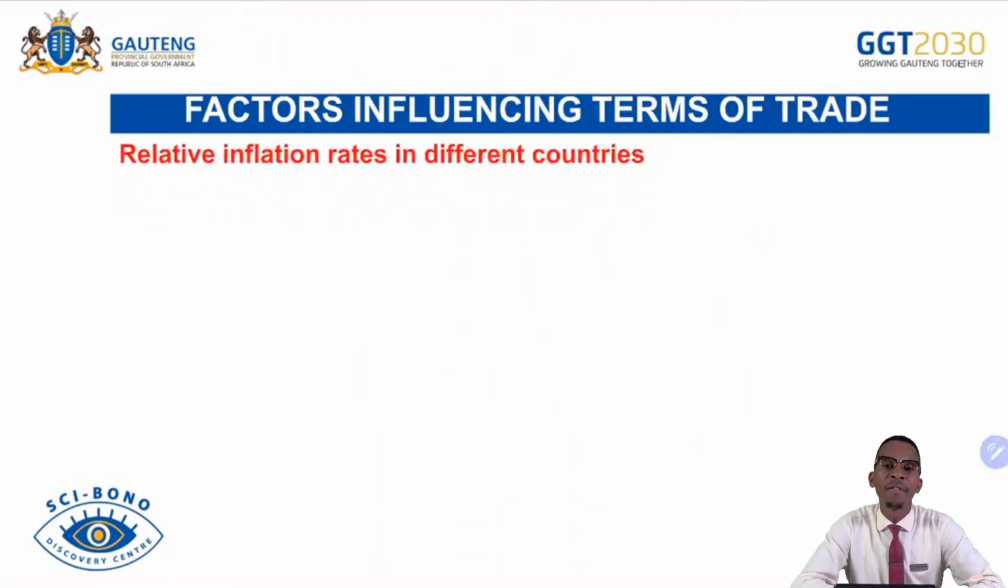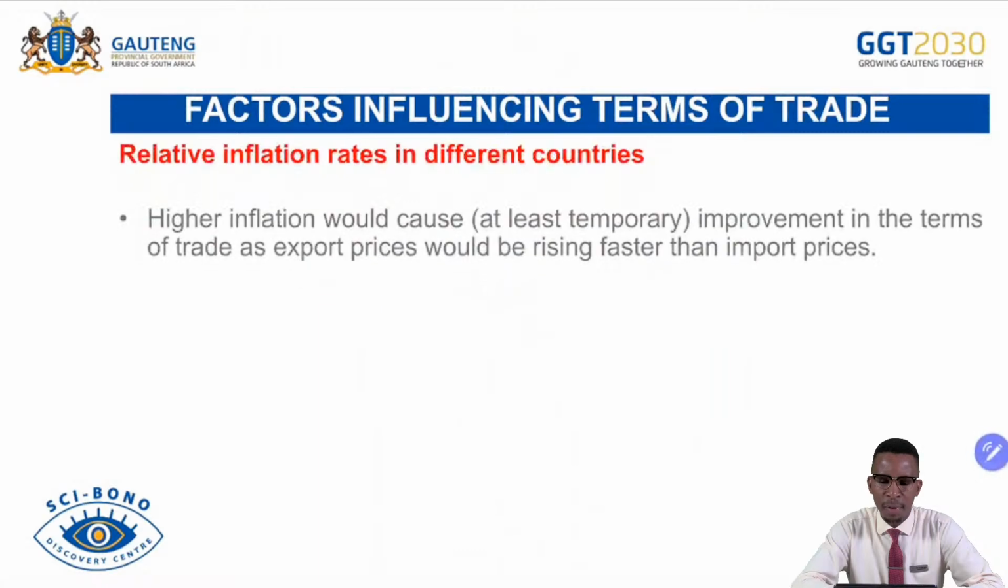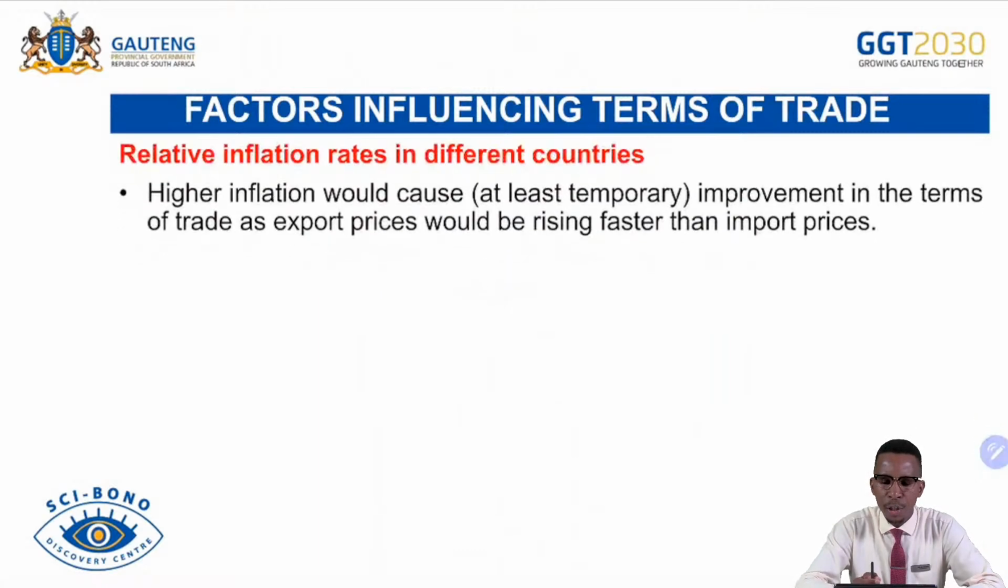We know if ever inflation increases, that might mean our exports will become relatively expensive, which will lead to an increase in terms of trade. However, we must also be aware that if ever inflation increases, it might also lead to the depreciation of the currency. So we must keep that in our mind also. High inflation will cause at least a temporary improvement in terms of trade, as export prices will be rising faster than import prices caused by the inflation.